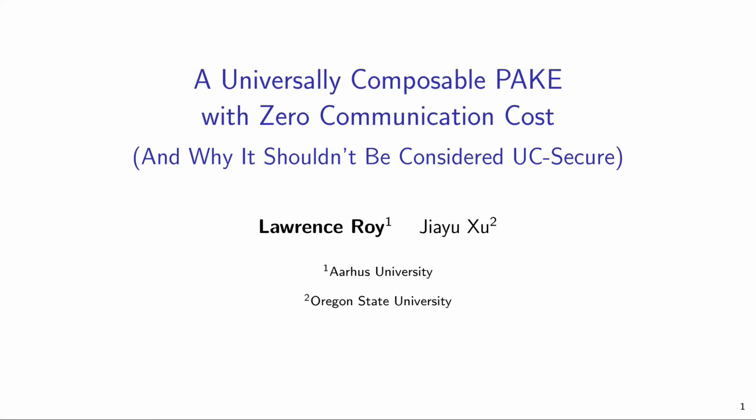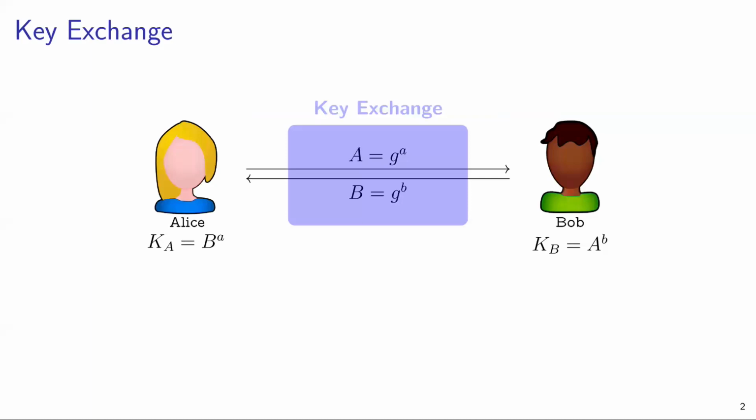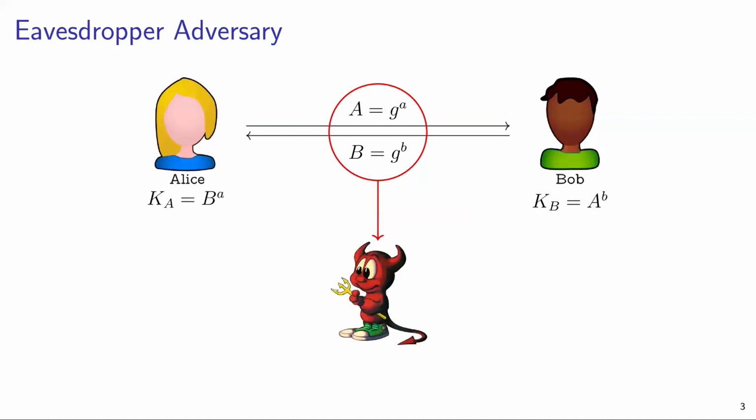Hello, everyone. I'd like to present Jiayu and my analysis of correctness in universally composable password authenticated key exchange. So as usual, Alice and Bob want to find a shared symmetric key that they can use to communicate. So they use Diffie-Hellman key exchange. Over an authenticated channel, this works great. The adversary is just an eavesdropper and cannot find the key without solving the Diffie-Hellman problem.